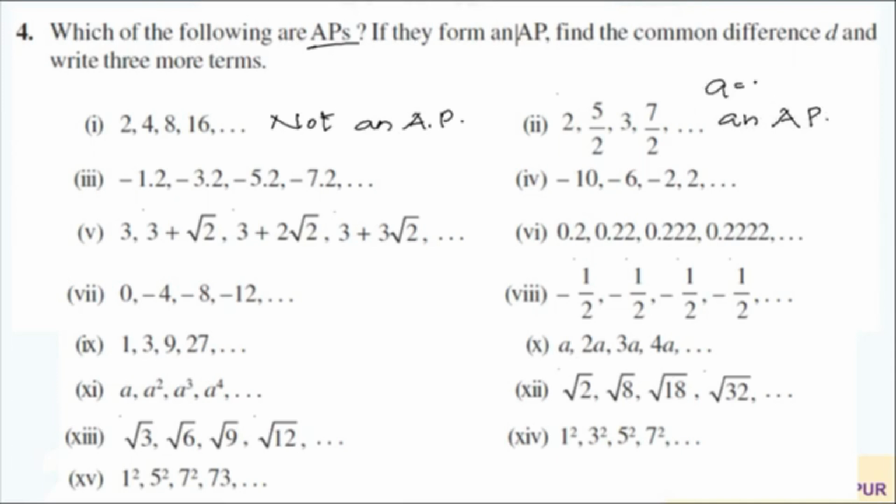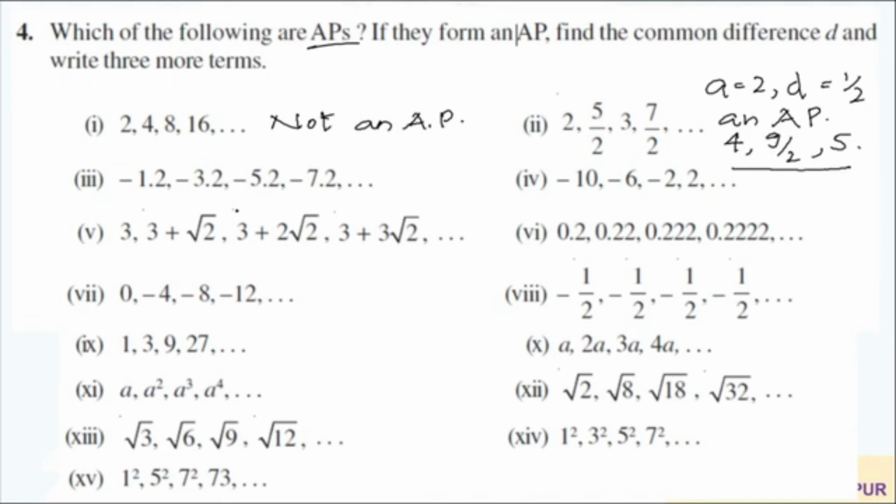The first term is 2, the common difference is 1 by 2. The next 3 terms in the sequence are: the next term is 4, next to that is 9 by 2, next to that is 5. How did I get this 4? If I add 1 by 2 to 7 by 2, it becomes 8 by 2, nothing but 4. 8 by 2 plus 1 by 2 is 9 by 2. 9 by 2 plus 1 by 2 is 10 by 2, nothing but 5. So it is easy to find the first term, common difference, and the next 3 terms.